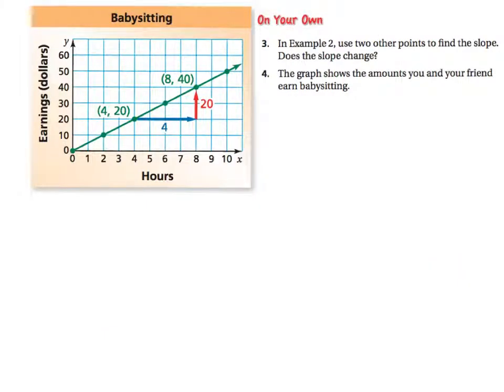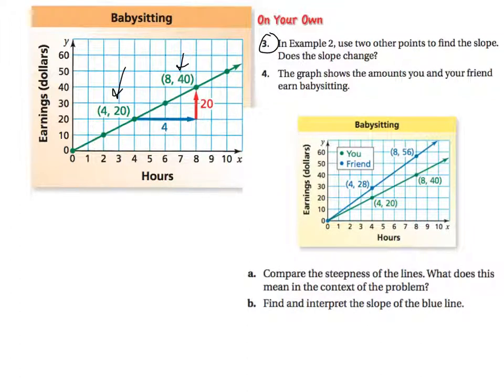All right, so I have the graph again, and I want you to do example 3 on your own. In example 2, use 2 other points to find the slope. Does the slope change? So rather than picking the points 4, 20 and 8, 40, pick any other 2 points and see if the slope changes. If you did it correctly, no matter what you do, you are going to still get a slope of 5.